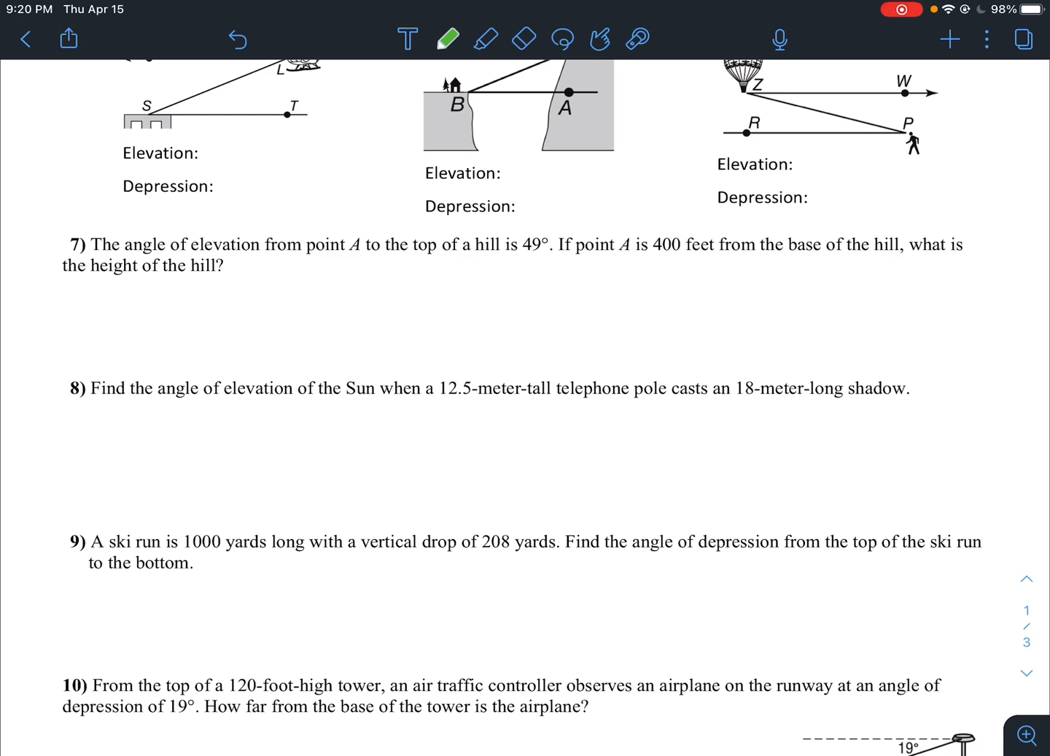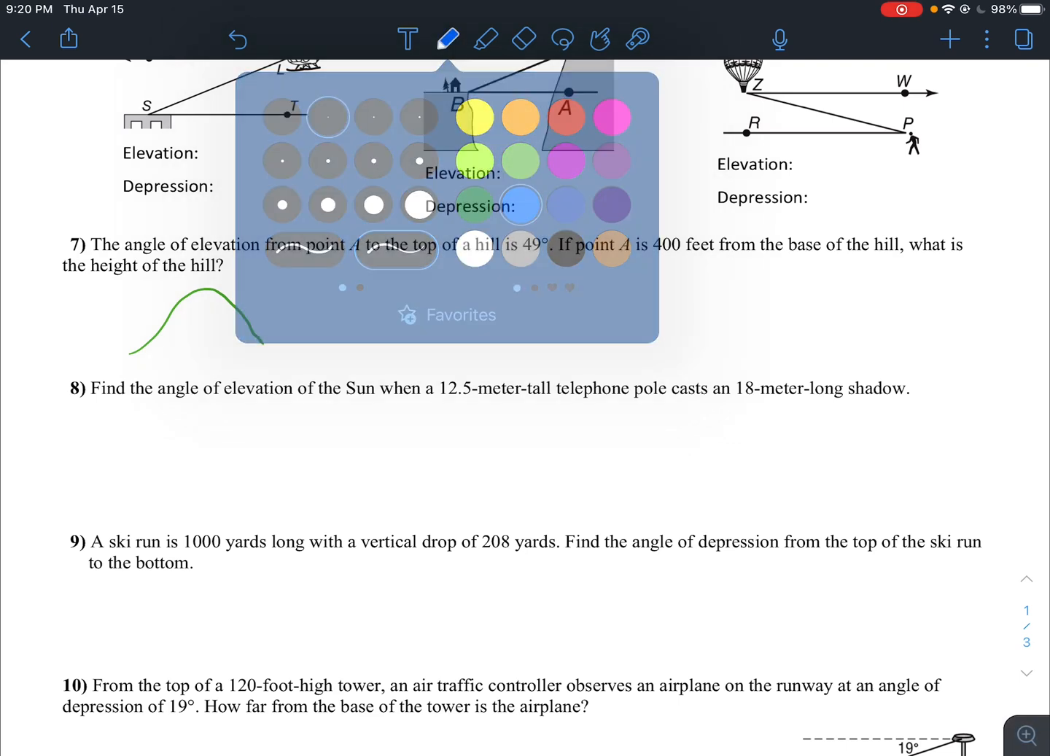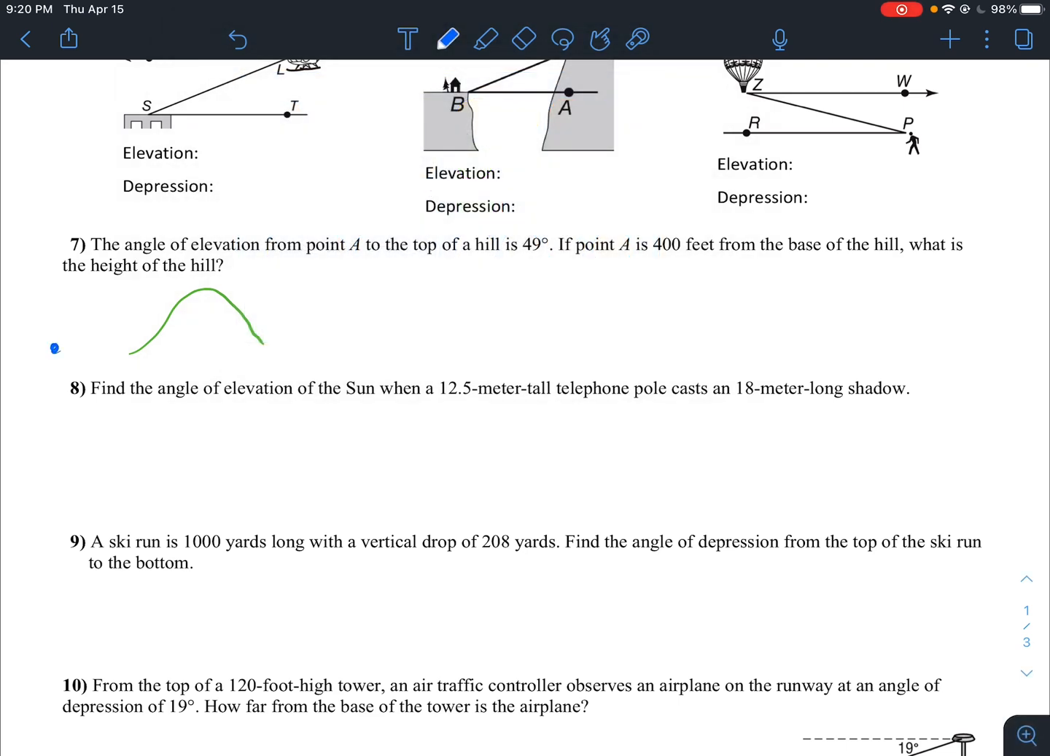The angle of elevation from point A to the top of a hill is 49 degrees. Okay, so let's draw a hill. Just draw what the picture is telling you. So we have this hill right here, and it says that this point A, we'll call this point A, is 400 feet from the base of the hill. Okay, 400 feet. And it wants to know the height of the hill.